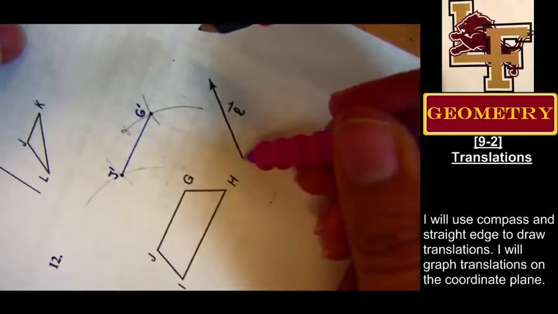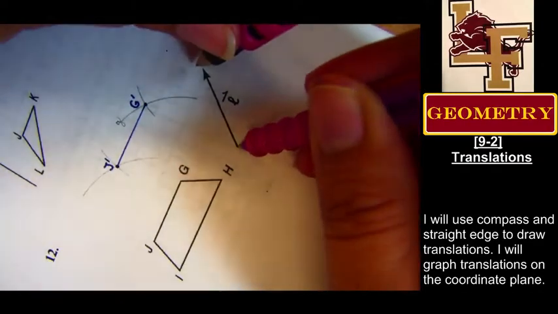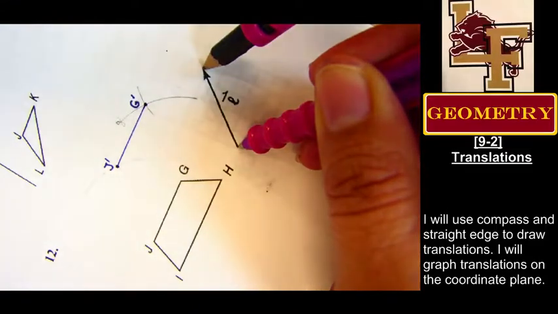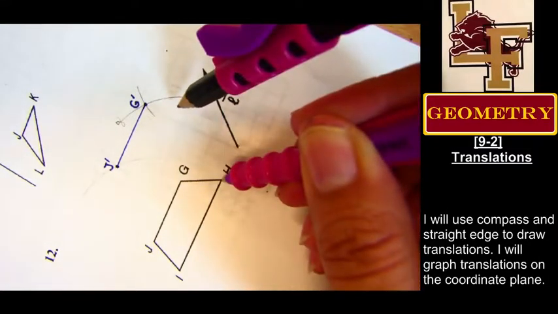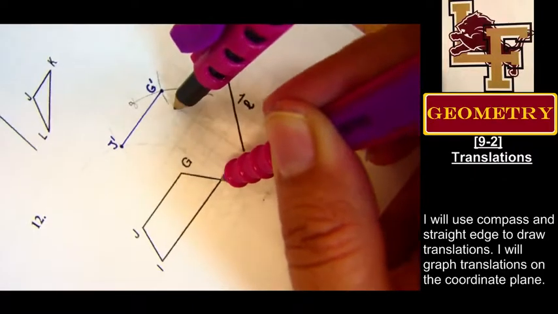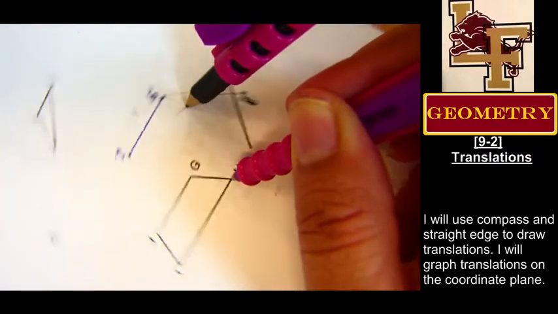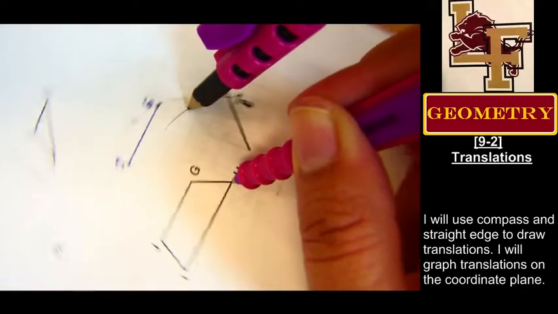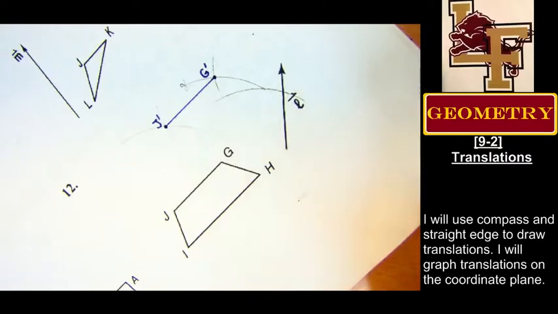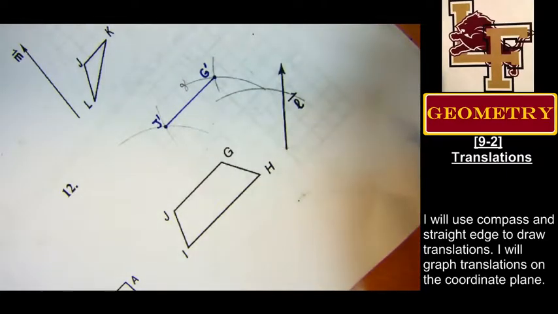Okay, so I'm going to grab the vector. There's the vector's magnitude. I'm moving H, so I'm going to put my needle on H, and somewhere in the direction that vector is pointing, I'm going to draw an arc. And it's okay for these things to intersect other things. You're only looking at where the arcs you were drawing for that point intersect. I did it. Woohoo!